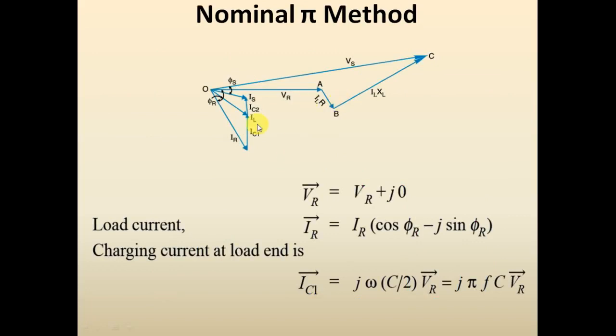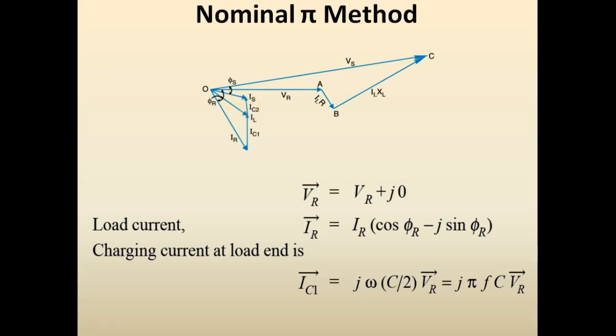So at the tip of vector IR, we will be drawing a line perpendicular to that of VR, that is vector IC1. From the equivalent circuit, it's clear that vector IL is obtained by adding vector IR and IC1. So the resultant of vector IR and IC1 will give you the value of line current IL. Similarly, from the equivalent circuit, vector IS can be drawn by adding the vectors IL and IC2.